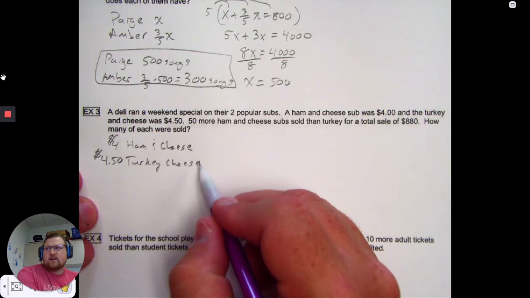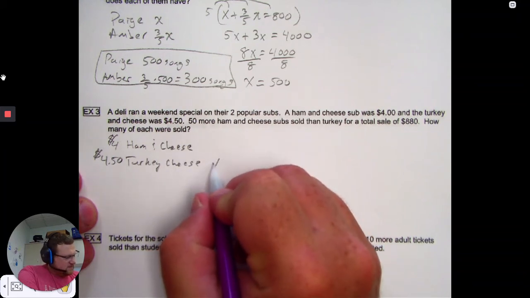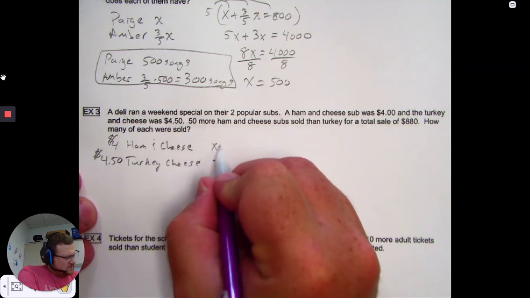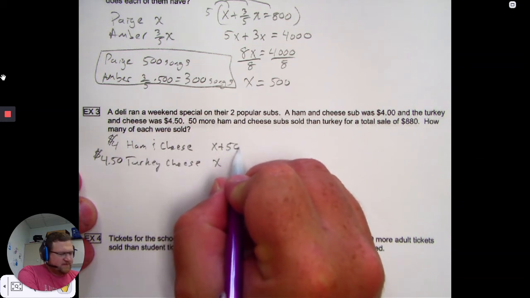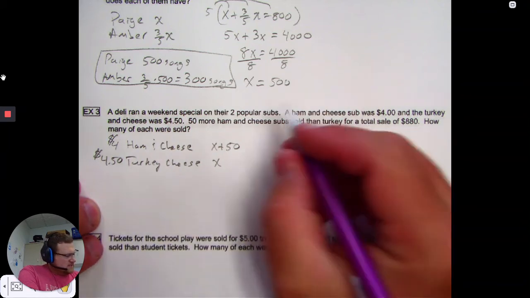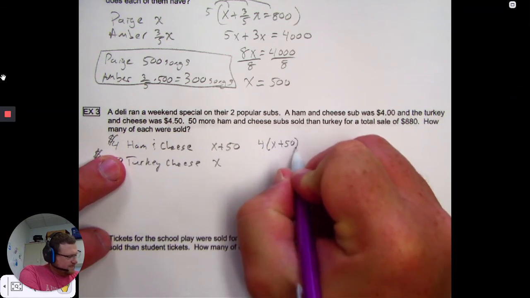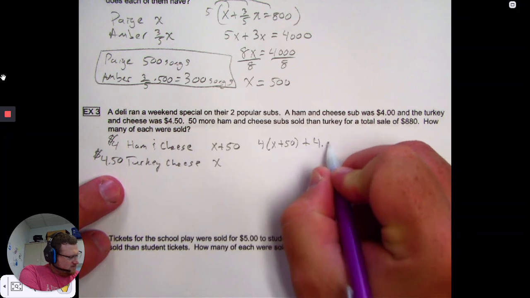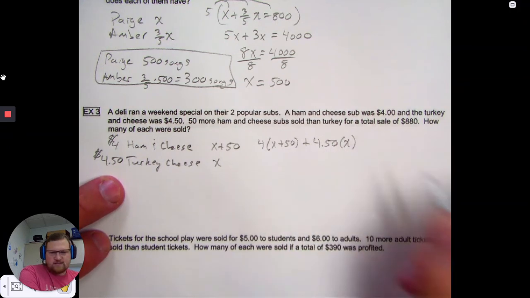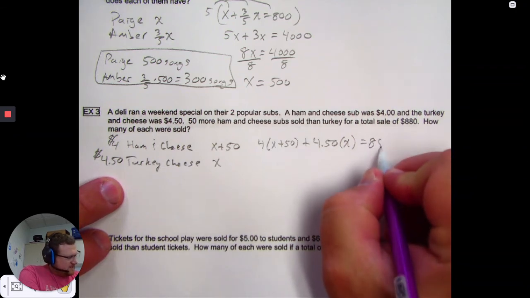So that means our turkey subs are our X, because ham and cheese is defined in terms of turkey. So for ham and cheese, there were whatever there was in turkey plus another 50. Then it says the total sales was $880. How many of each were sold? So if I take $4 for each ham and cheese sub, and I add that to $4.50 for each turkey sub, that has to equal a total of $880.